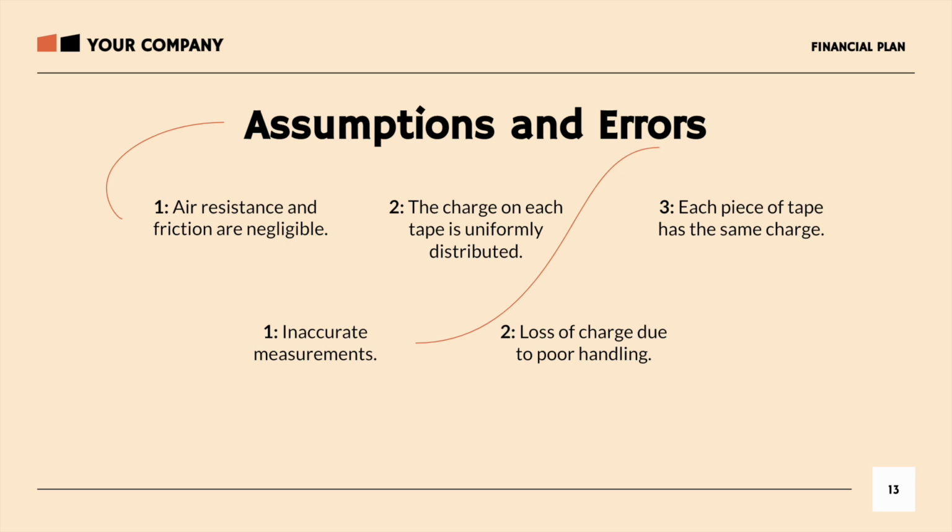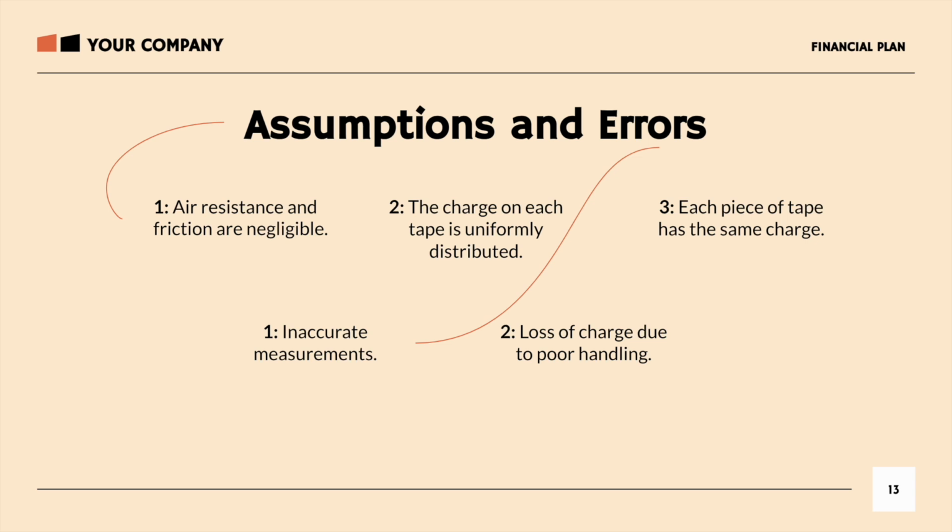So the errors that may have caused some difference in results from the actual values in real life could be inaccurate measurements during the experiment. When we used the ruler to measure the distance between the tapes, we could have got that wrong, which would factor in a large amount to the gravitational force because the distance is squared and something even small could turn into a big thing.